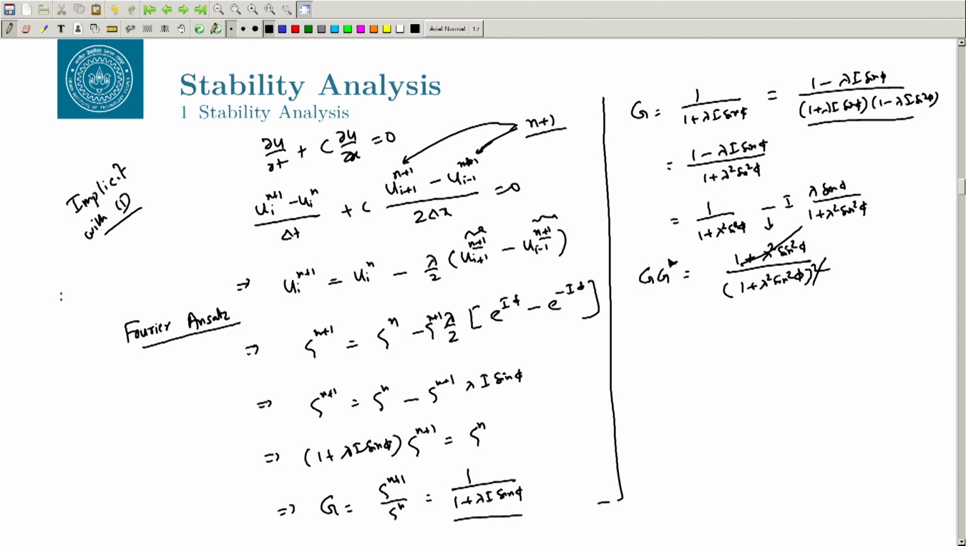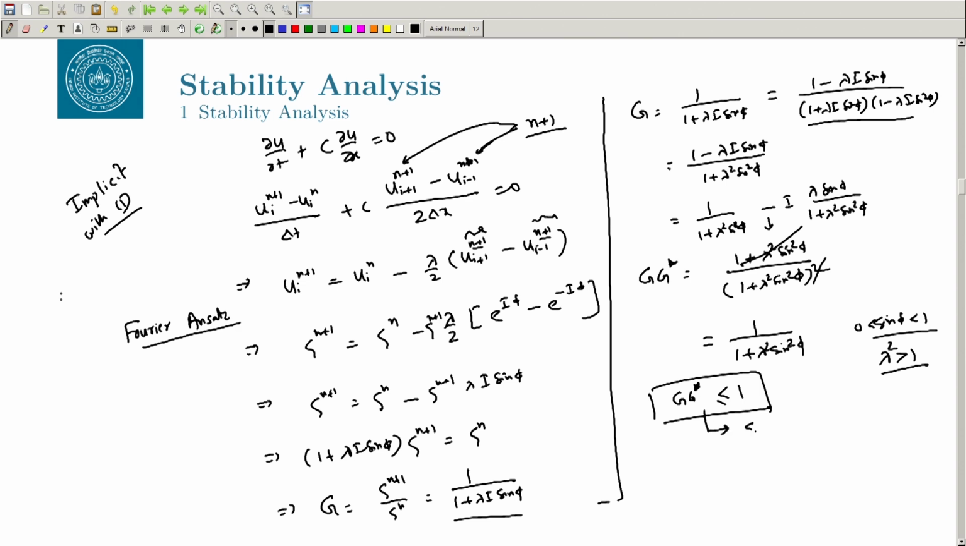Then this will get cancelled out, and what we will have is 1 by (1 plus lambda square sin square phi). You can see that sin phi is between 0 and 1, and lambda square is of course greater than 1. So this g star is basically less than 1, or more accurately less than or equal to 1. So even if we use the central differentiation scheme for the convection equation, we find that the scheme is unconditionally stable.